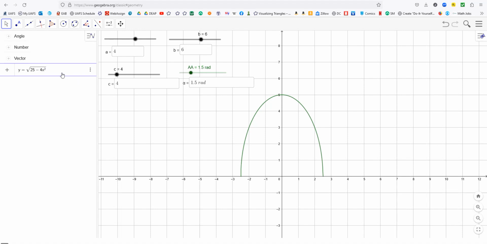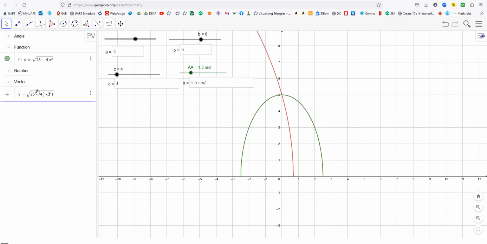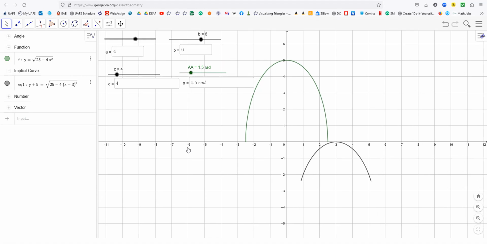So that's our pre-image. What if we want to translate that? What if we take that same formula, copy and paste it here, but change x to x minus 3? Look what it did. It actually shifted to the right 3. And if I took this right here and replaced this by saying y plus 5, it'll actually shift that one down 5. So now this original image has been shifted to the right.